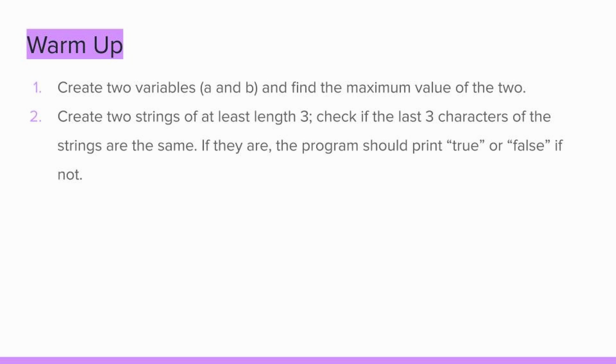Our first problem asks us to create two variables named A and B and find the maximum value of the two. Our second problem asks us to create two strings, at least 3 characters long. Then we need to check if the last 3 characters of the strings are the same. If they are, then the program should print true. If they're not, then the program should print false.